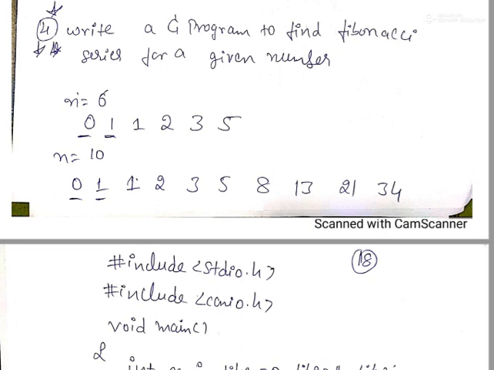Okay, next we will see the next program. This one is also a very important program for your examination purpose. Write a C program to find the Fibonacci series for a given number. Do you know about the Fibonacci series? No, sir. If you don't know about the Fibonacci series, listen here. First we see what the Fibonacci series is. The Fibonacci series is nothing but first you have to take two numbers, 0 and 1.